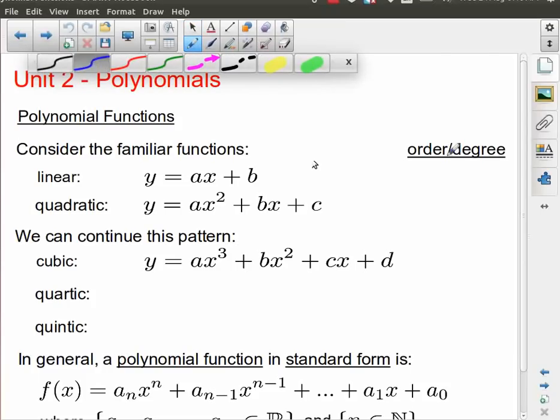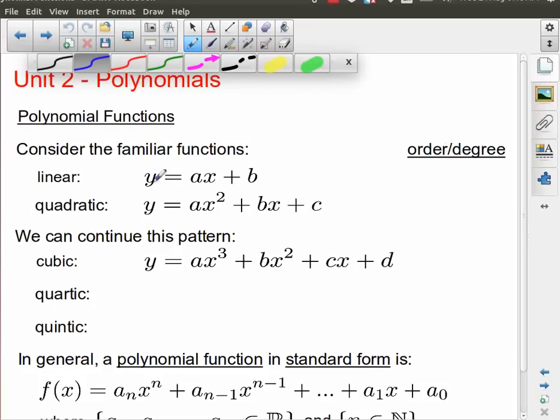Now, as far as order or degree, these are two terms that are interchangeable. When we talk about the order of an equation, we're looking for the highest value in the exponent of the independent variable. Actually, it's the highest order in the exponent of any variable. That's the easier way to think of it.